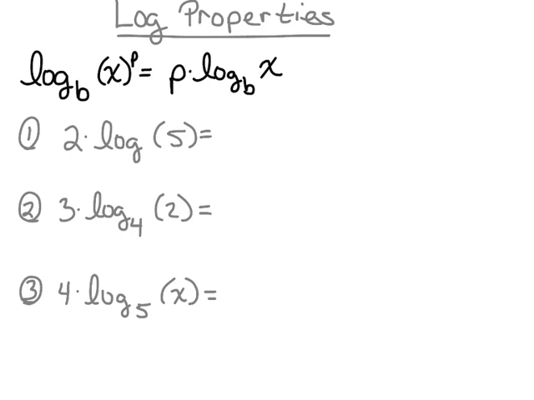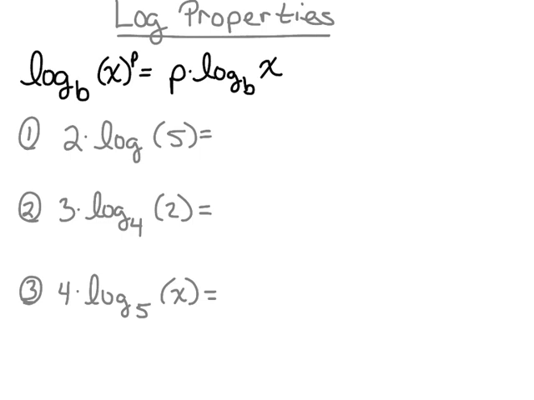Next property we have says log base b of x to the p power is equal to p times log base b of x. Now this property says that the log of a number raised to a power is the same as a power times the log of the number. So the exponent is going to become multiplication. Or we can also say that that p, that multiplication, becomes an exponent. So we're going to use that property to do numbers 1, 2, and 3 here.